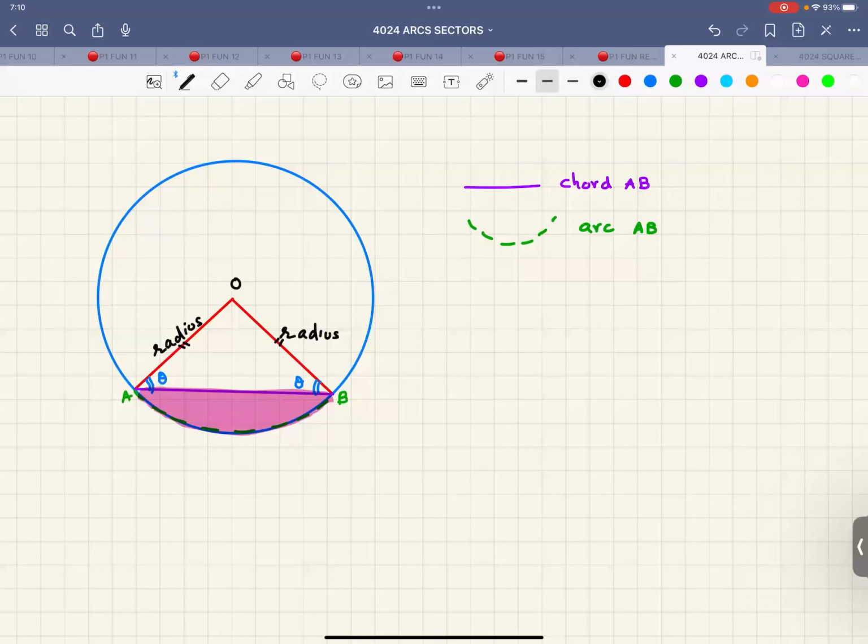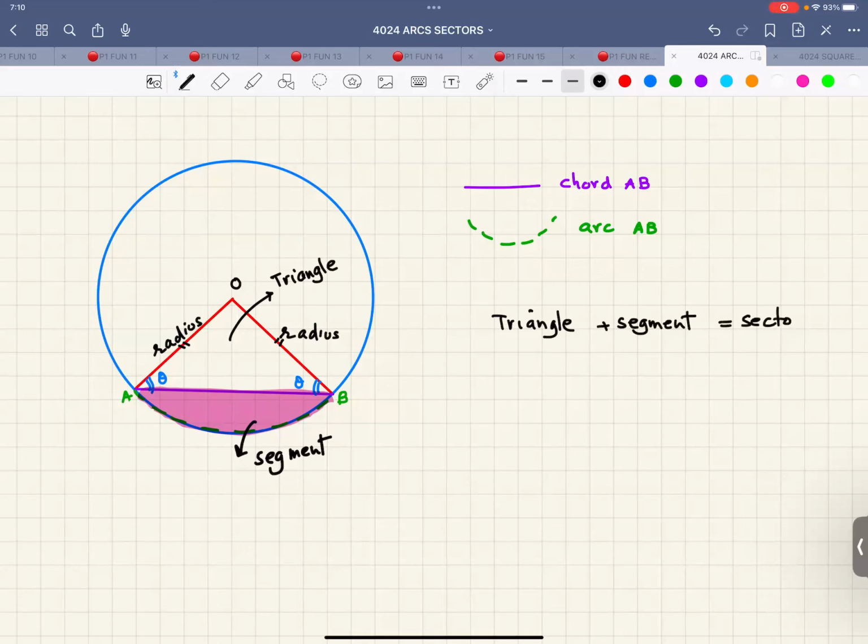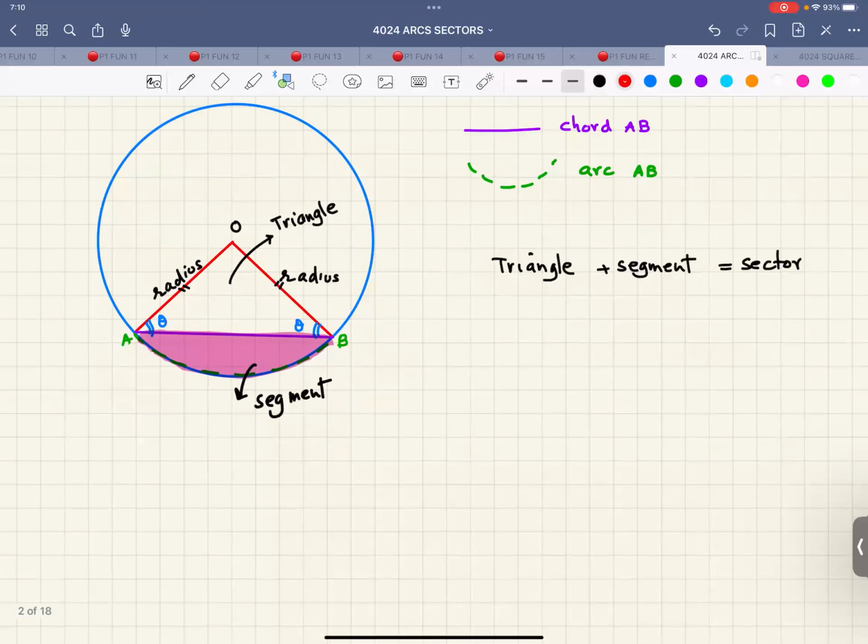And what else is there? We have a segment, and then we have a triangle. And over here, this triangle plus the segment, that makes up a sector. So this shape over here, from the center to the circumference, and then the arc length, and then again the radius, that is a sector. Now let me draw a sector over here.